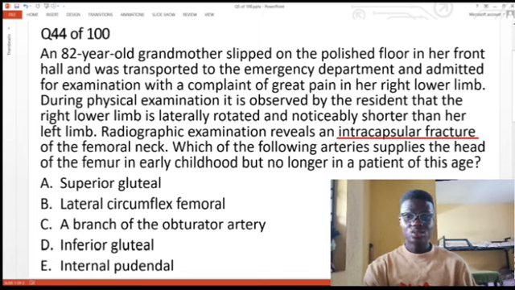So the correct answer to the question is option C, which is a branch of the obturator artery. And as regards option E, internal pudendal artery, that is a branch of the internal iliac artery that gives blood supply to the perineal area. So that's basically the course of the internal pudendal artery. So the correct answer is option C.